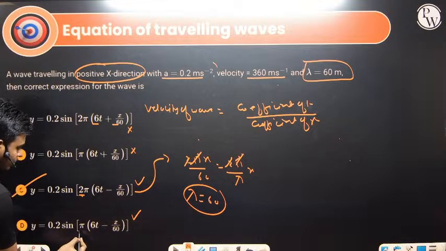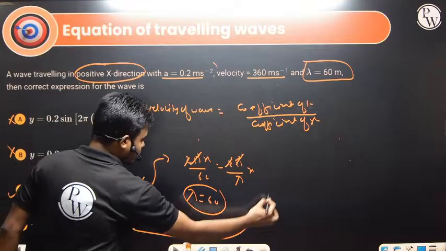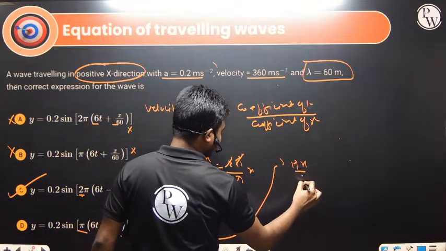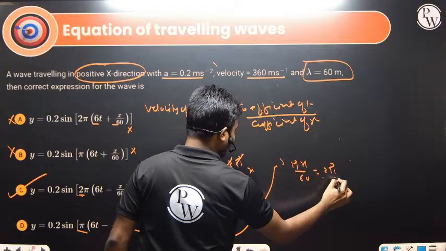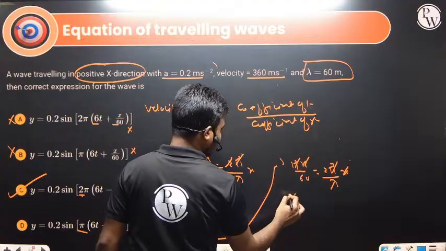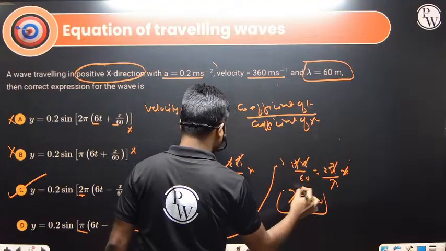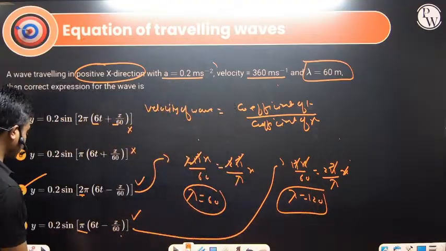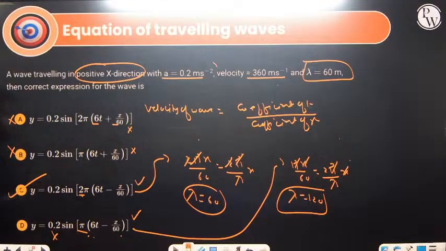And if I compare this one, pi x by 60 is equal to 2 pi by lambda into x. This x cancels, pi cancels. So what is lambda? 120 from here. Lambda is 120 from here. So this particular option will not give the lambda value 60. Okay.